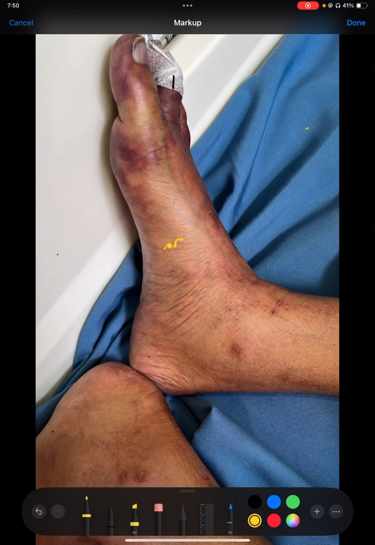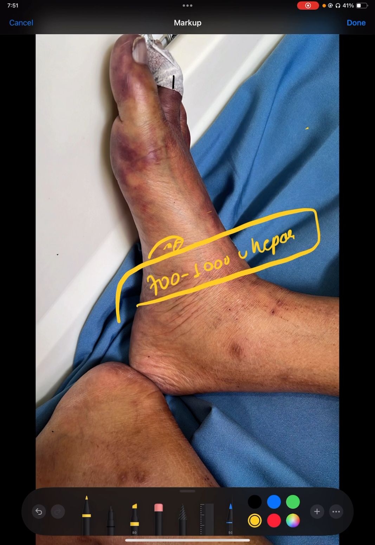Most of the time, these patients usually need around 700 to 1000 units of heparin that is continued for at least 24 to 36 hours. And then these patients are put on Clexane or enoxaparin in therapeutic dose twice a day for around 5 to 7 days till the patient is discharged.